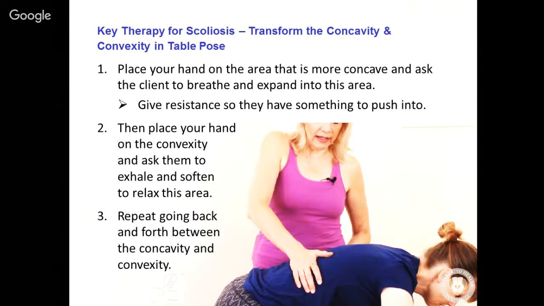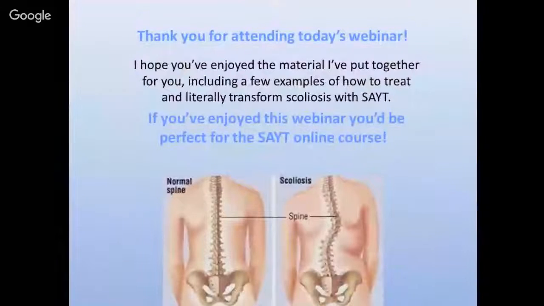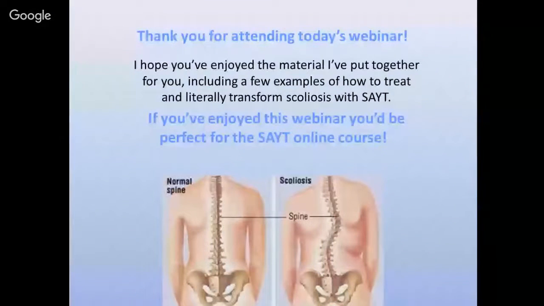And you go back and forth between these two convexities and concavities, and you have them expand where they need to expand and soften and relax into. And so they're starting to get awareness from their inner body and how to use the breath. So that's some great samples. I hope that's helpful, at least to understand how we can approach it.